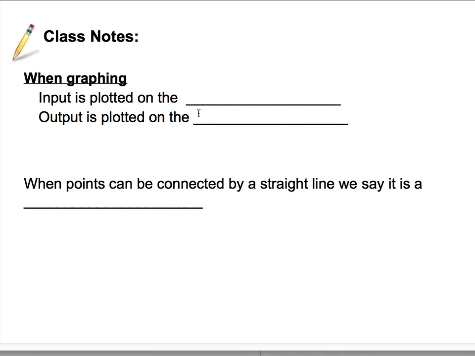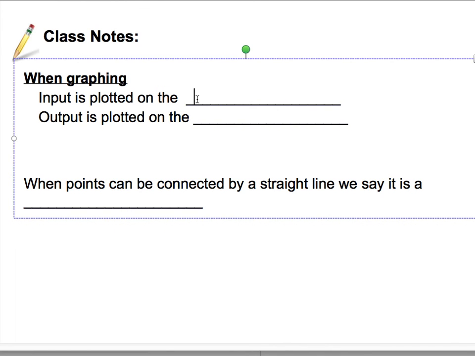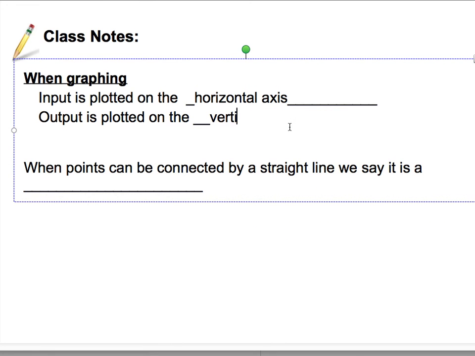So when we're graphing, the input is always plotted on the horizontal axis. If the input is on the horizontal, then the output has to be on the vertical. When the points can be connected by a straight line, we say that the graph is a linear graph. Okay, it's a linear relation, it's a linear graph, it forms a line.